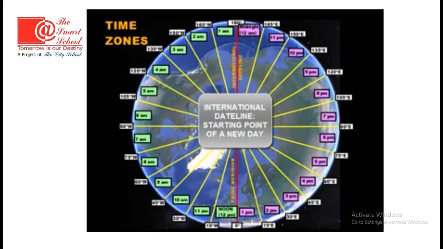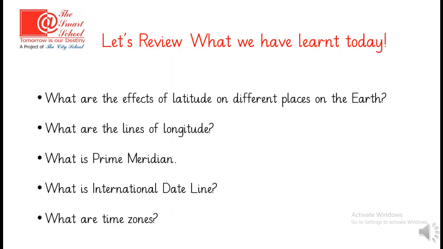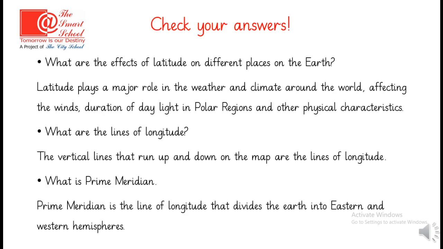So I think the concept of time zones and international dateline is quite clear after watching this video. Now let's review what we have learned today. What are the effects of latitude on different places on the earth? What are the lines of longitude? What is prime meridian? What is international dateline? What are time zones? Check your answers.